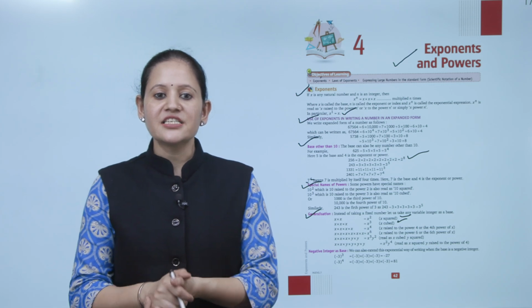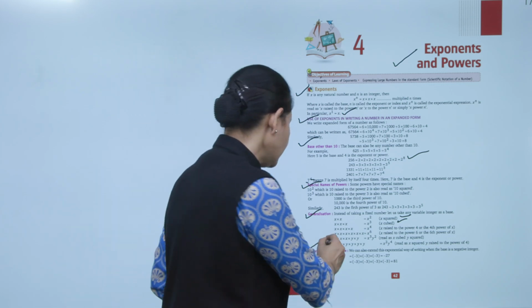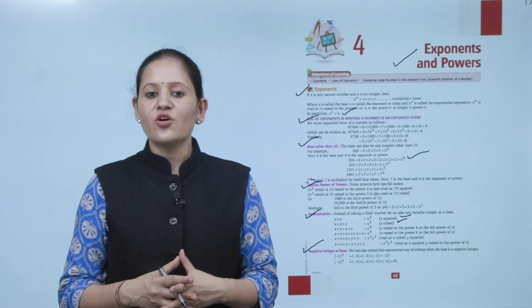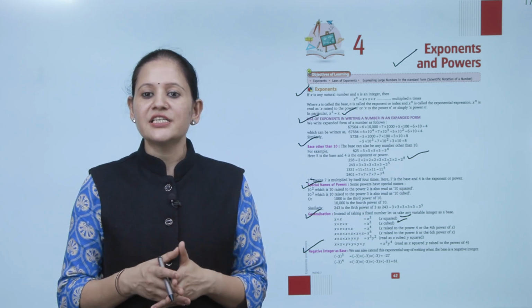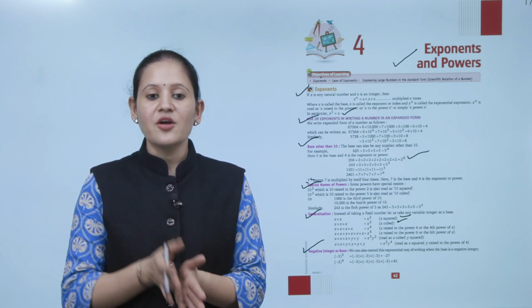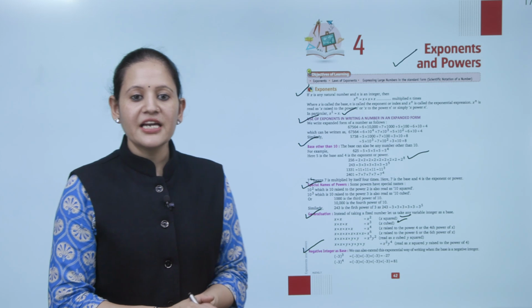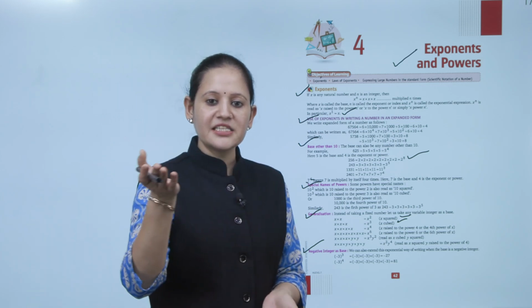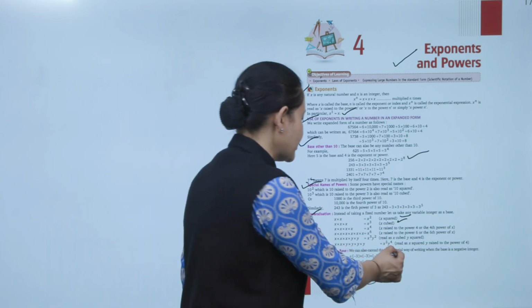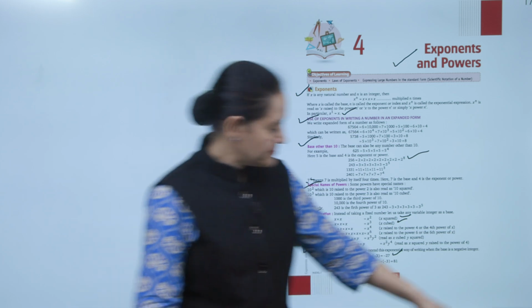Next is negative integer as base. We can also extend the exponent way of writing when the base is a negative integer. Minus 3 to the power 3 equals minus 3 multiplied by minus 3, 3 times, which equals minus 27.